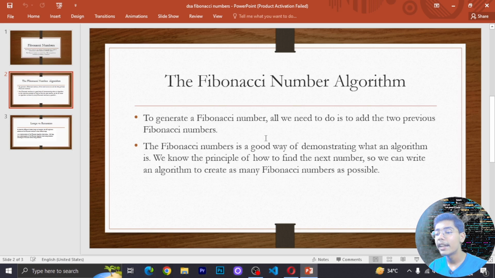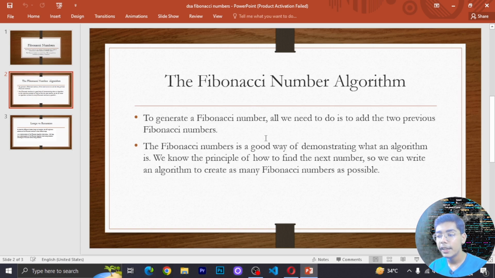And if we move on to the second point, it is saying that Fibonacci numbers are a good way of demonstrating what an algorithm is. If you want a good roadmap about what Fibonacci numbers are, you can learn about algorithms as well, because the algorithm in data structure algorithm will give you a great demonstration of Fibonacci numbers.